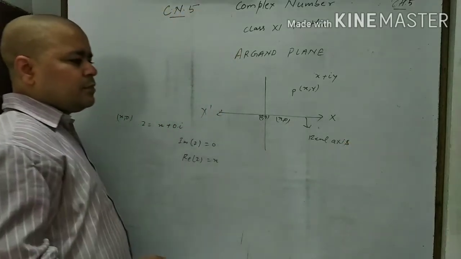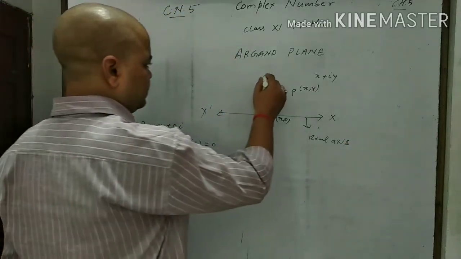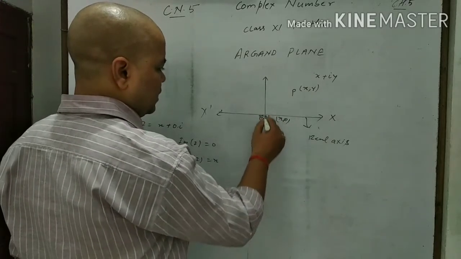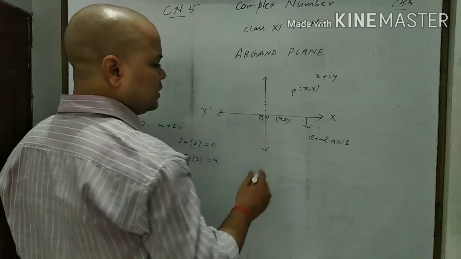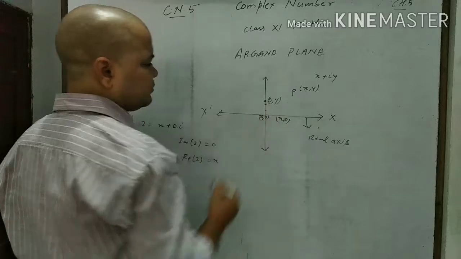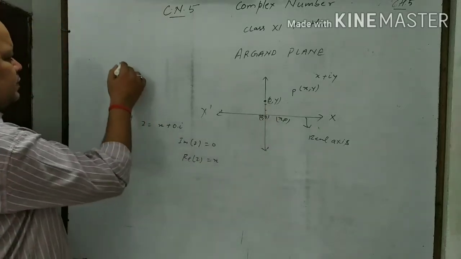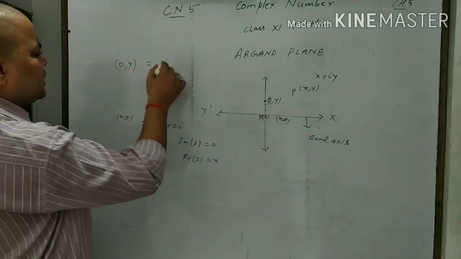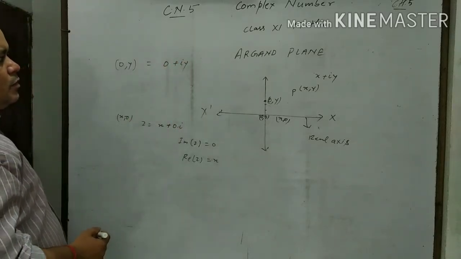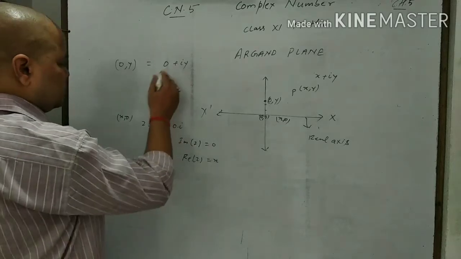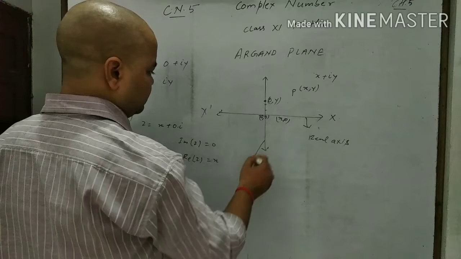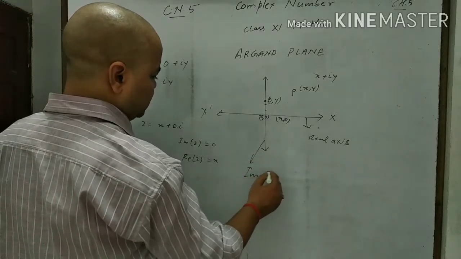Okay, and any point on the y-axis is represented in this way. Here, the general coordinate of any point will be (0, y). If we want to represent (0, y), it can be written as 0 plus iy, which is simply iy. So this is called the imaginary line.